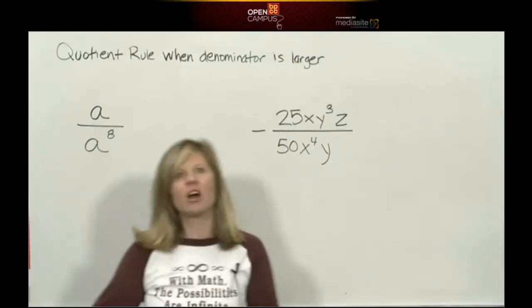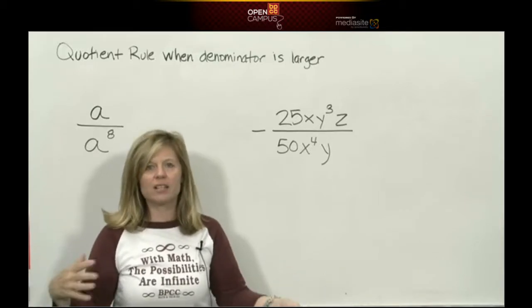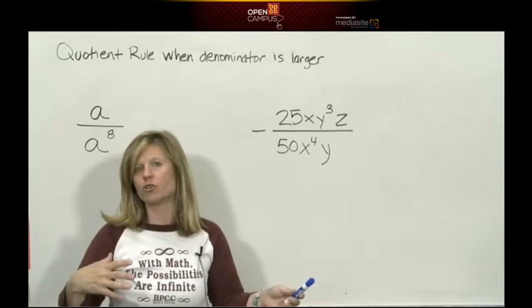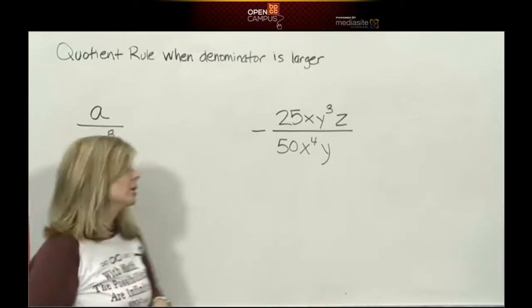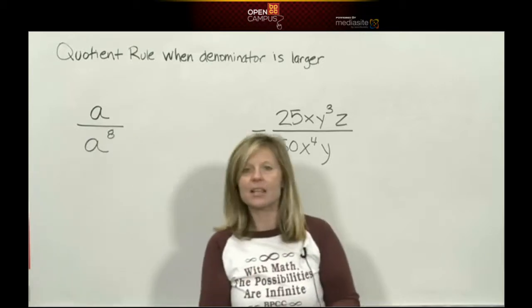Okay, everybody, let's try division of monomial expressions, and we can see the difference about where you place the quotient depending on who is larger, the numerator or the denominator. So in my expression, I have a divided by a to the 8th. Now I'm going to come out and say this right now.